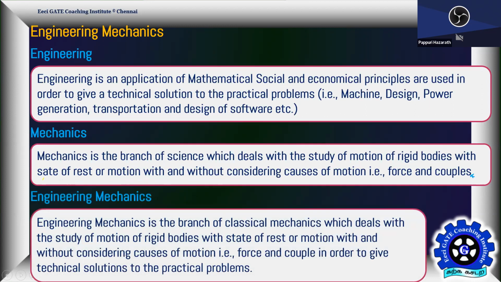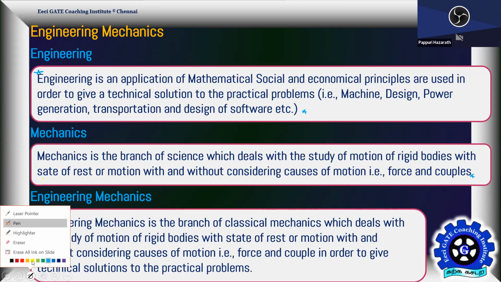Now tell me, what is meant by engineering mechanics? Engineering mechanics is a branch of classical mechanics, which deals with the study of motion of rigid bodies with the state of rest or motion, with and without considering causes of motion, that is force and couple, in order to give a technical solution to the practical problems. That is engineering mechanics. So if someone asks you what is meant by engineering, are you able to say? At least you should know the definition of engineering, correct?